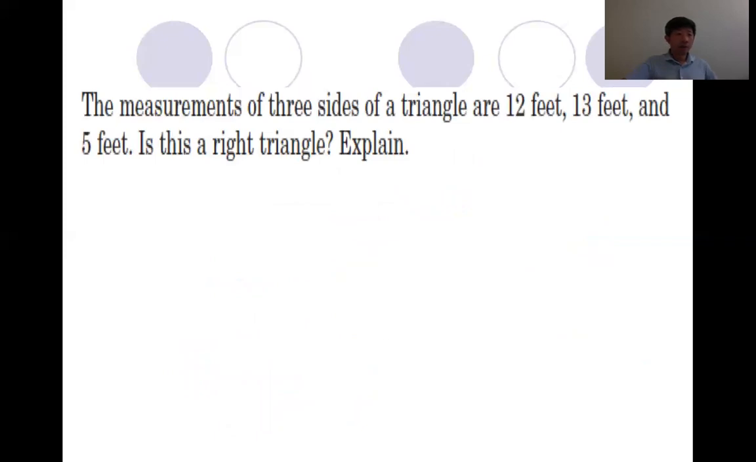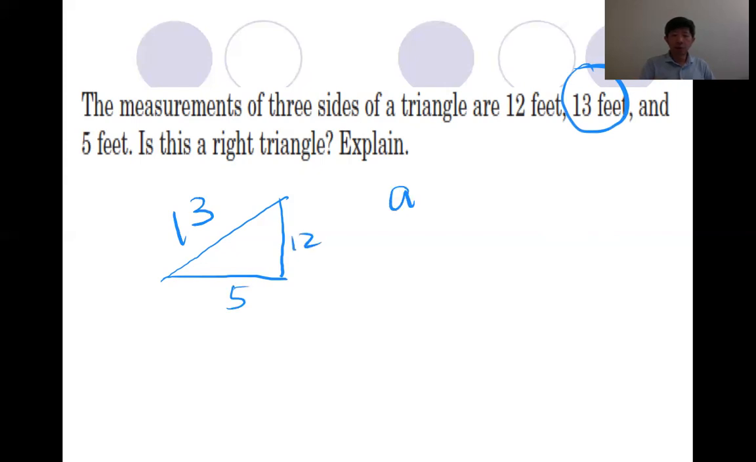And next problem. The measurements of the three sides of a triangle are 12 feet, 13 feet, and 5 feet. Is this a right triangle? We're going to draw a triangle like this, and then double check whether it is a right triangle or not. Again, 13, the longest one, goes here. Now this is 5, this is 12.